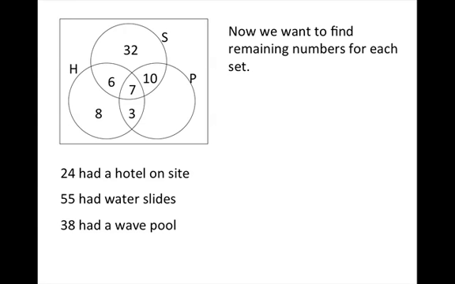Finally, 38 parks had a wave pool. So my circle for P is going to contain a total of 38. I already have 10 and 7 and 3, so I already have 20. So take the 20 away from the 38 and you're left with 18.